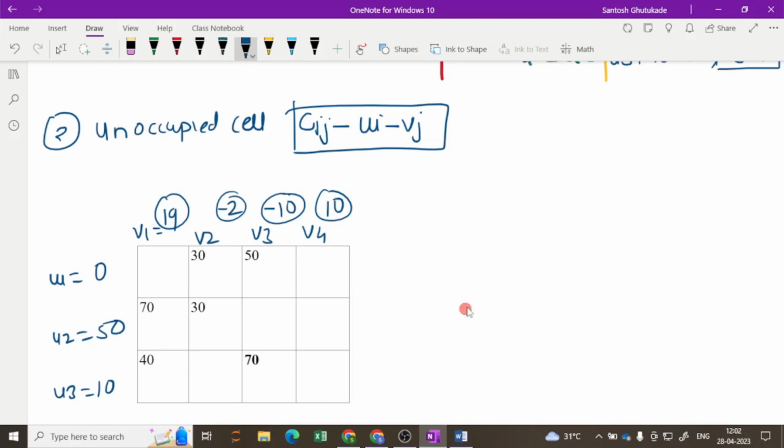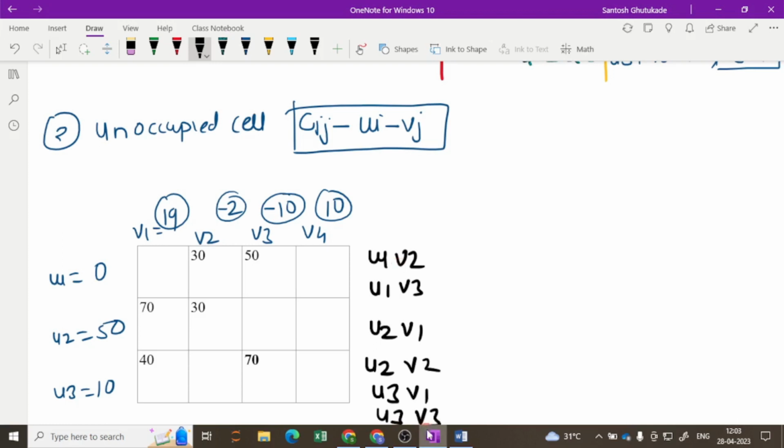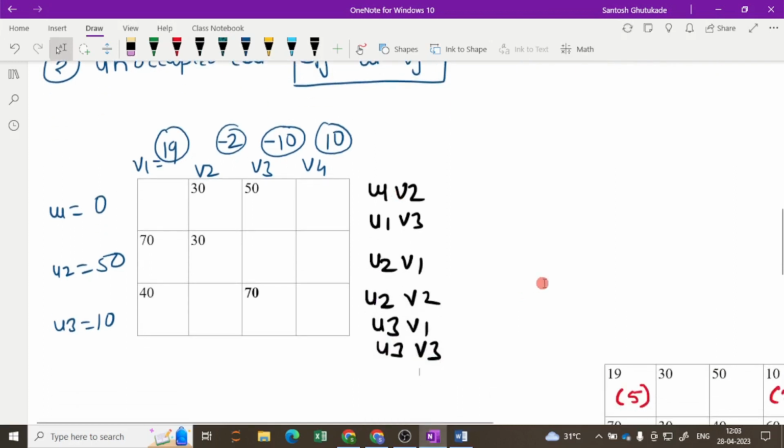Now we know for unoccupied cells this is the relationship. So I will write first which are the unoccupied cells. Here you can see u1 v2 is an unoccupied cell. Similarly u1 v3 is also an unoccupied cell. So first is u1 v2, then u1 v3, then u2 v1, then u2 v2, then u3 v1, and last is u3 v3. So these are the unoccupied cells.